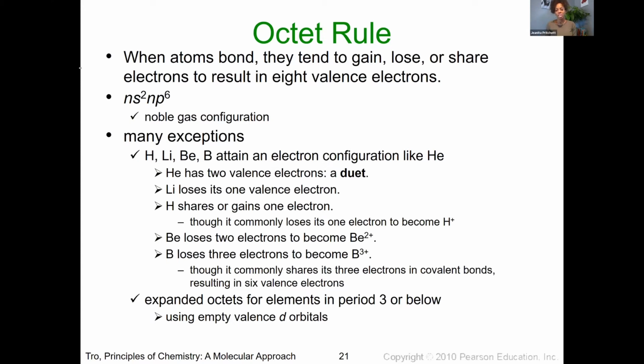There are a few elements that can have less than 8, and those are shown here: hydrogen, lithium, beryllium, or boron. And then there are also several that can have more than 8, and that's what we know as the octet expansion rule.